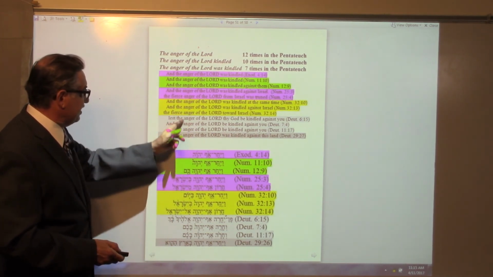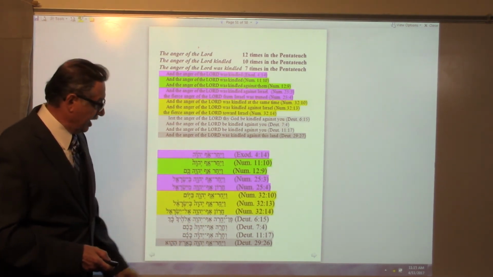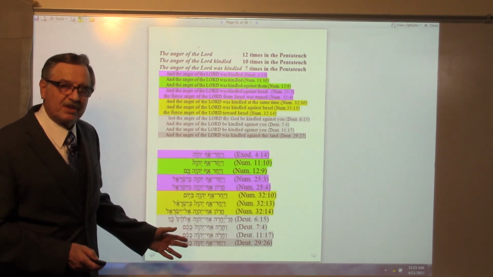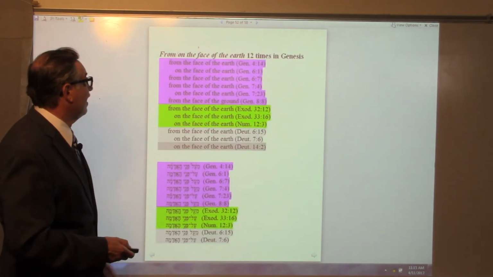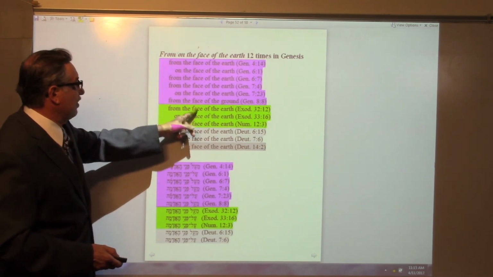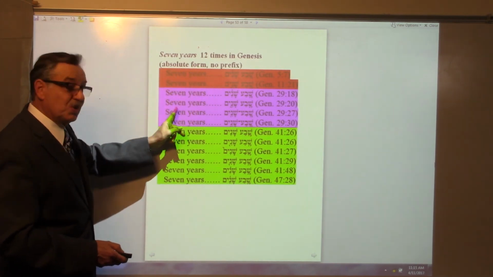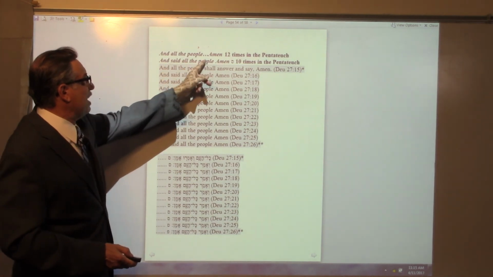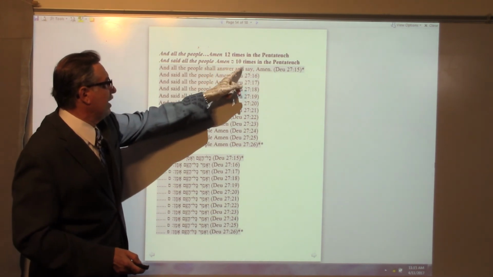Look at the length of this and the repetition of this phrase and the distribution of colors. 2 sets of Deuteronomous. There is no such thing as the documentary hypothesis. What the truth is, the text is written in meter. From on the face of the earth, 12 times. 7 years, 12 times. And all the people, amen, 12 times, and said all the people, amen, 10 times.